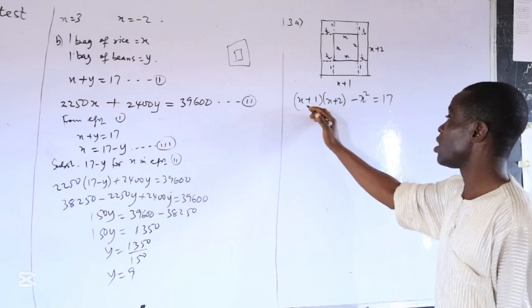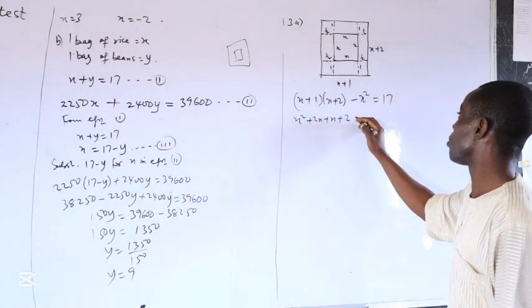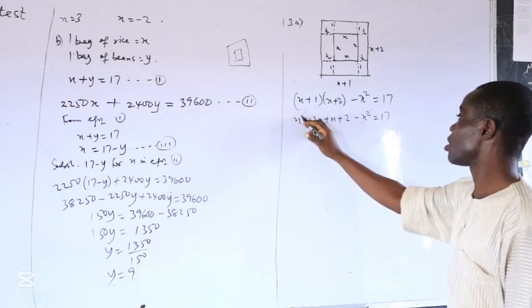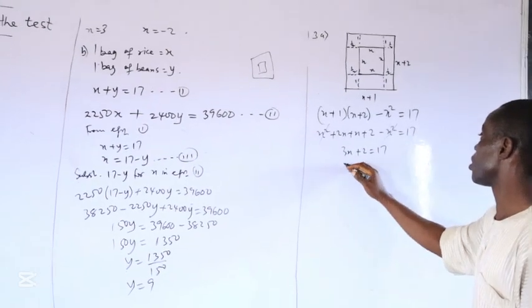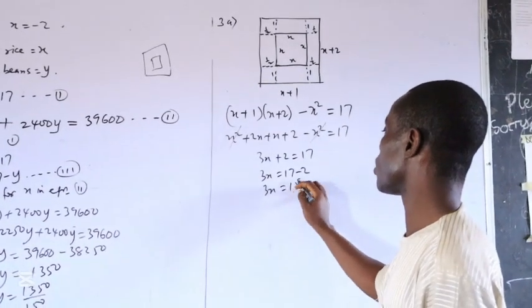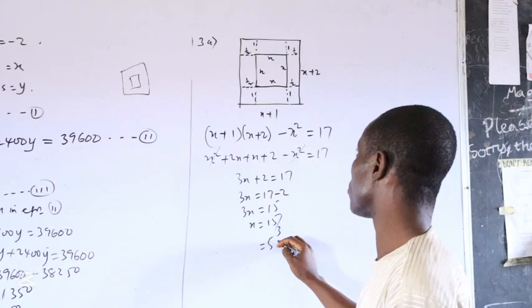So we now expand it. S squared plus 2s plus s plus 2 minus s squared is equals to 17. Where this cancels this, 3s plus 2 is equals to 17. 3s equals 17 minus 2. 3s equals 15. S equals 15 over 3. And that's 5 meter.